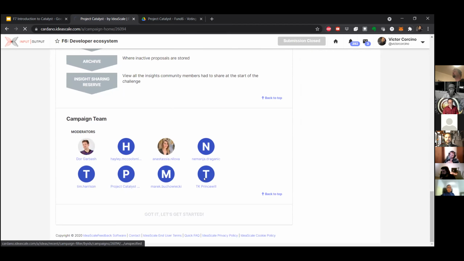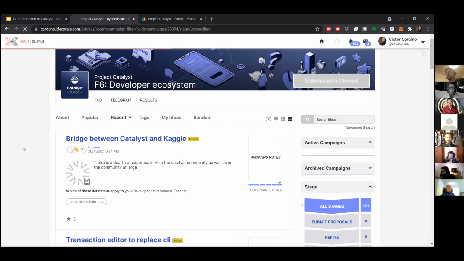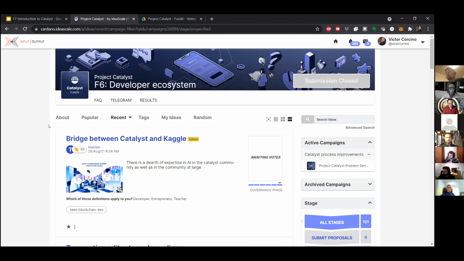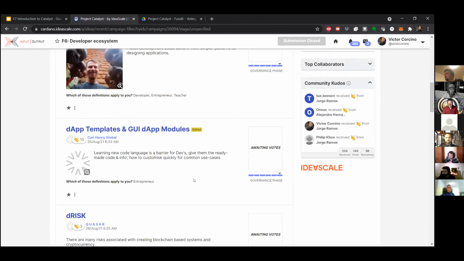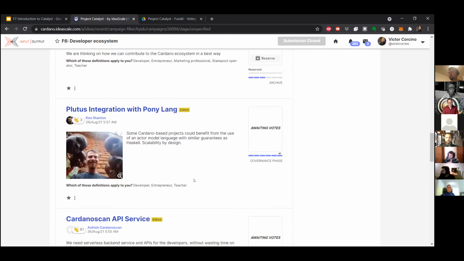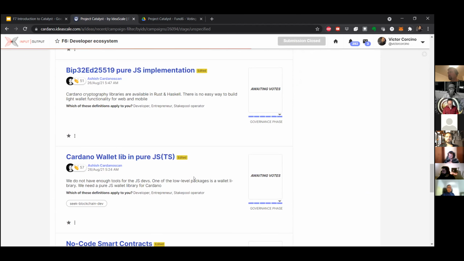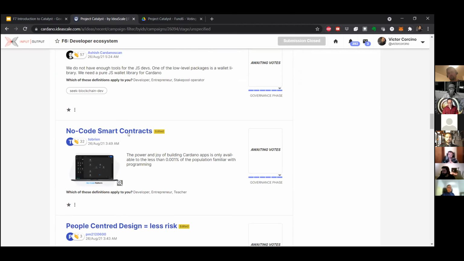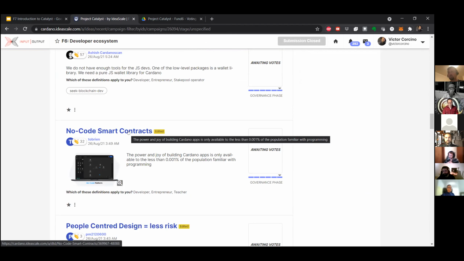And if you click here, you can see all the proposals that were submitted in this challenge. Yeah, so you can see all of them here, and I'm just going to open one of them. For example, this one, no-code smart contracts.